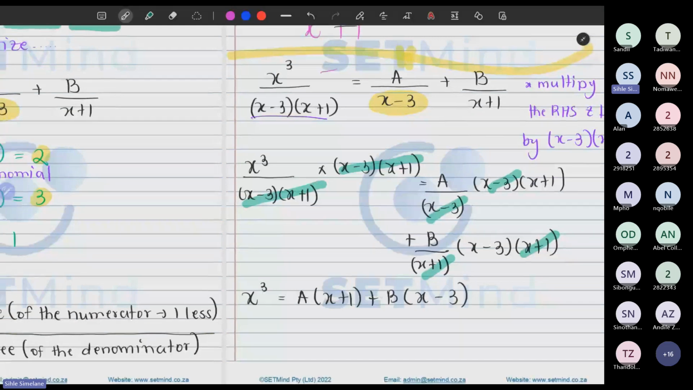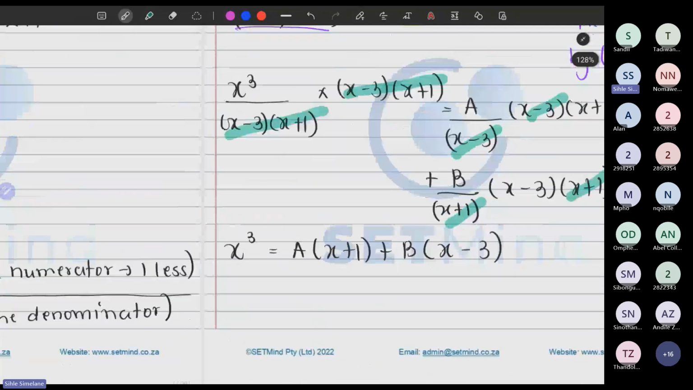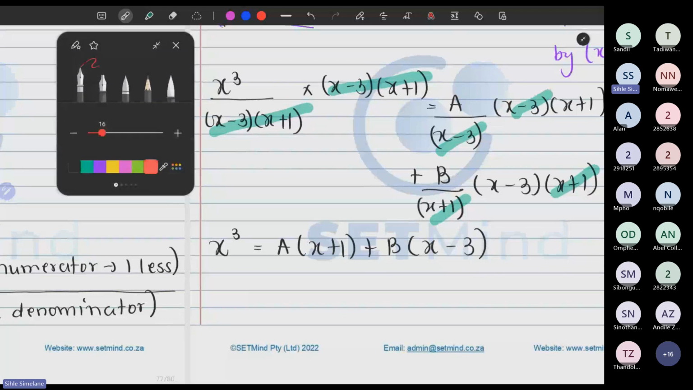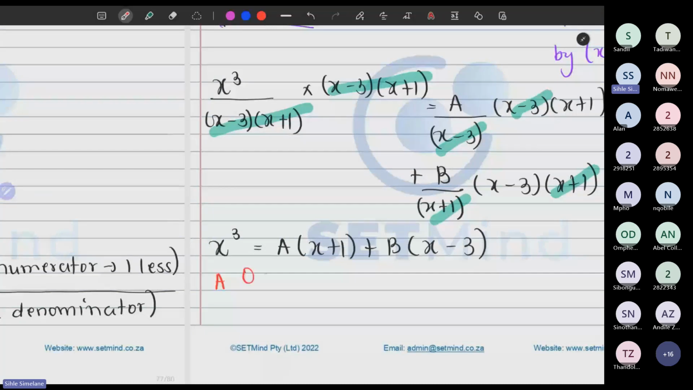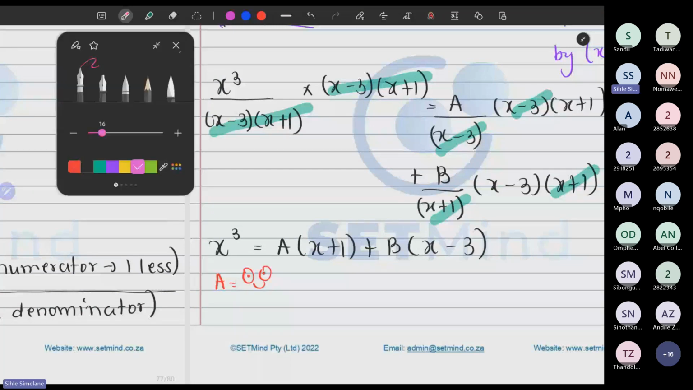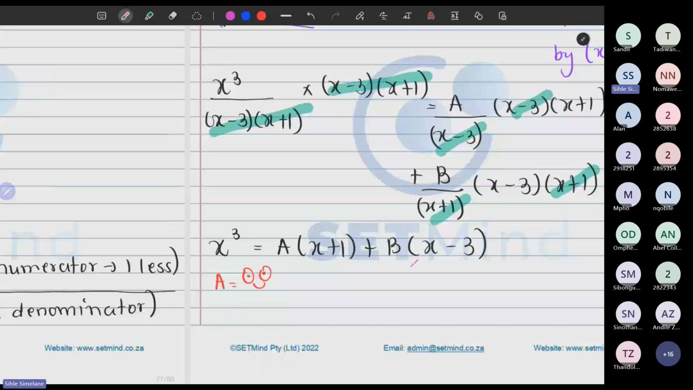And remember, when we're doing partial fractions, what we are trying to solve for is this a and b. So we need to solve for a and b. So how can I solve? Let's say I want to solve for a. Let's say I'm interested in a for now. If you look at a, how can I solve for a? If I can make this bracket here to be 0, I would be happy.